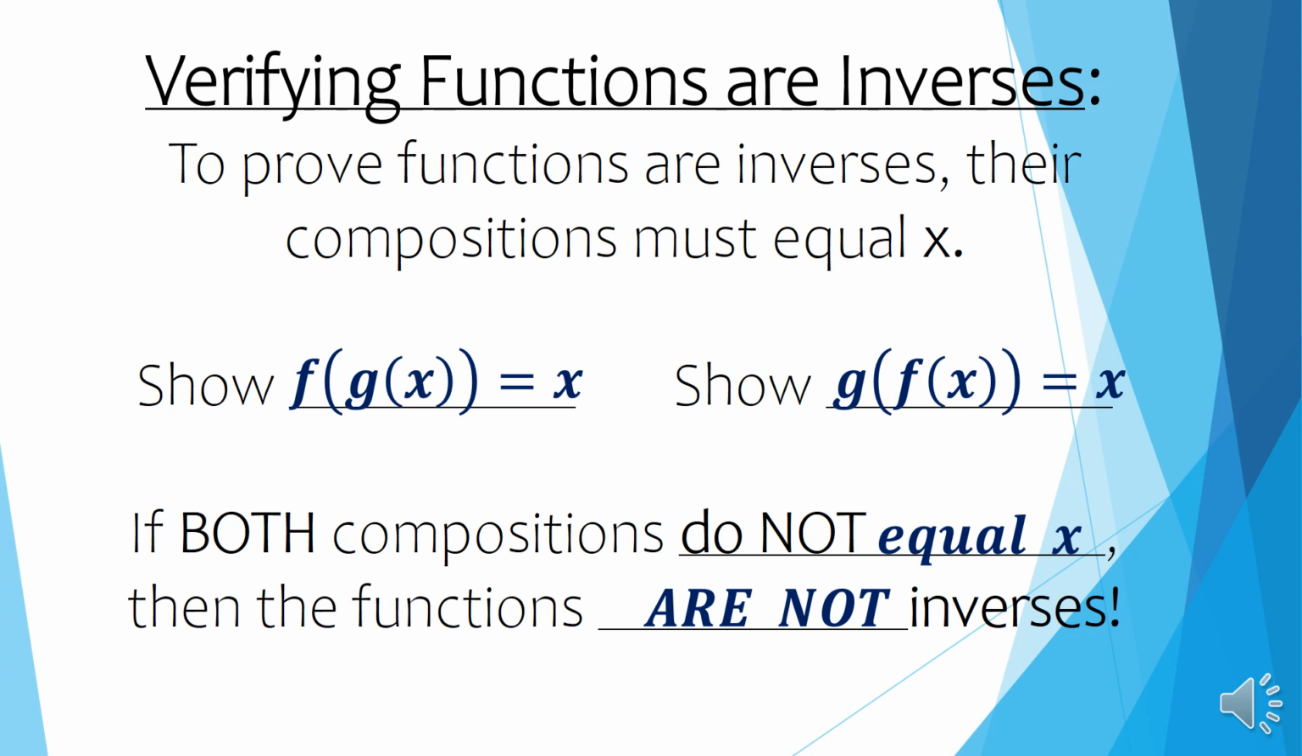Okay, and that composition means you're going to, instead of substituting a number for x to get a y value, take a function and put it inside of the other function. It sounds a little weird, just stick with me, we'll get through it. So that composition f of g of x has to equal x, and g of f of x has to equal x. If both of them don't equal x, those compositions, then the functions are not inverses. We'll have some that are and some that are not. Not everything has to be an inverse.